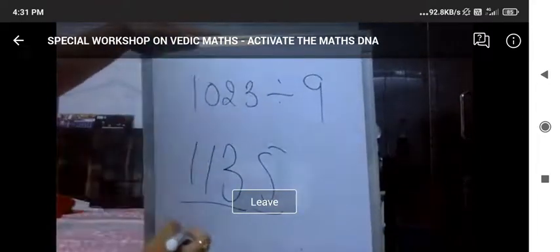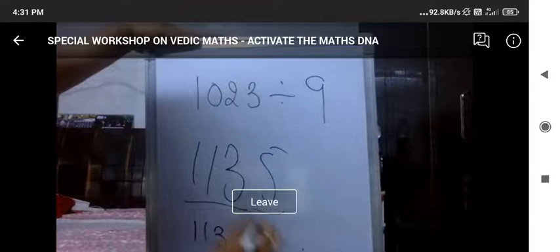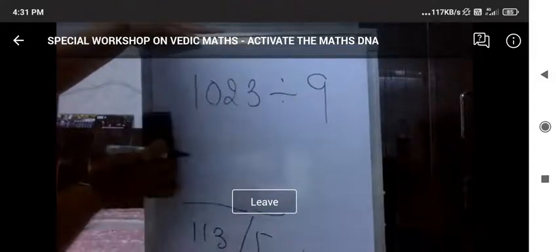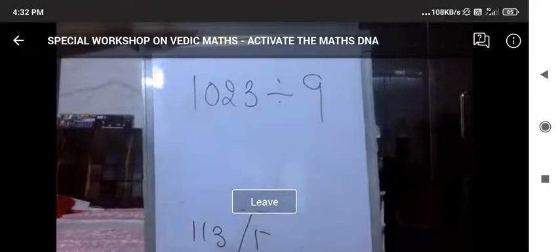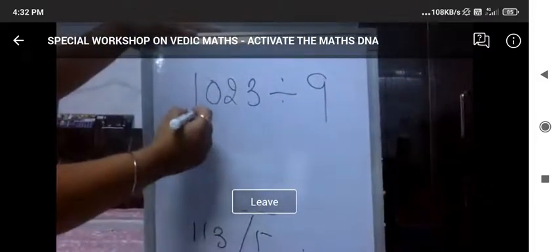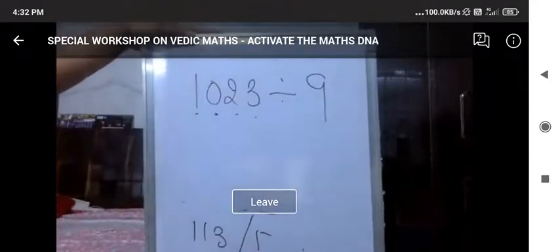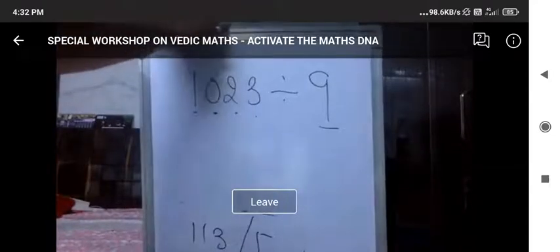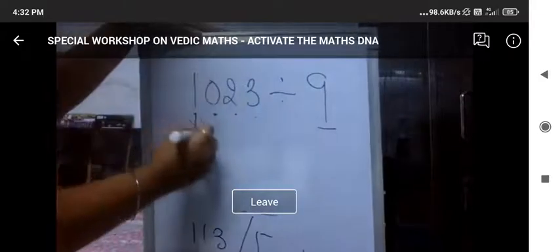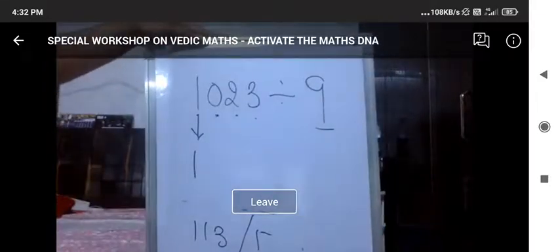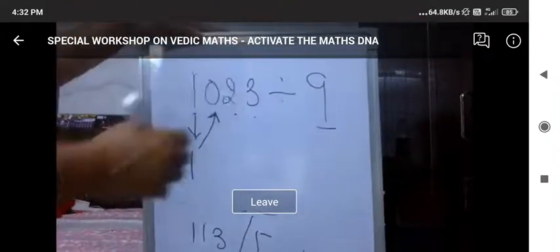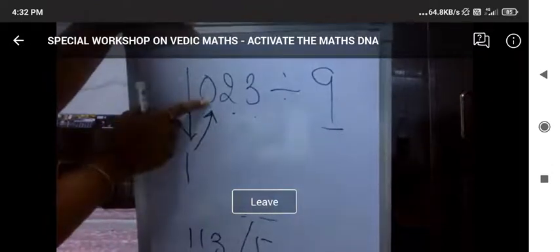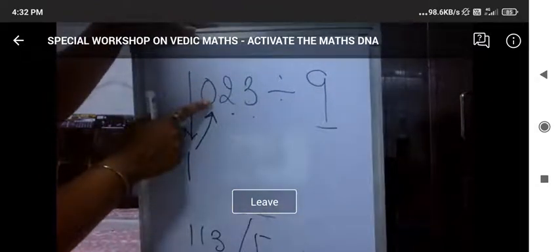Let's see. So just keep 1, 1, 3 and 5 here. We'll keep it here and then I'll rub it and I'll show you the calculation. Let's see how we can get the answer. It's a 4-digit dividend to be divided by 9. I'll drop the first digit as it is. Dropped it, placed it, and then I'll add this digit to the next digit of my dividend. So 1 plus 0 will give me 1 again.